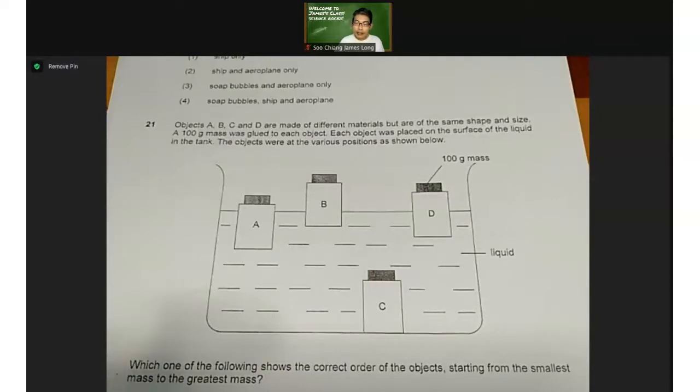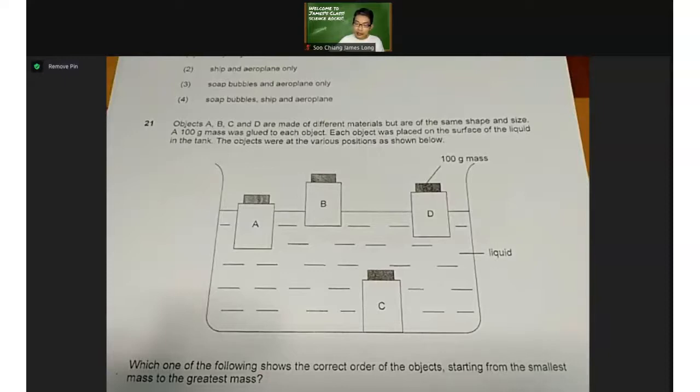Another question that tests the understanding about the properties of materials, whether they can float or sink. Now, objects A, B, C, and D are made of different materials but of the same shape and size. So same shape and size but different materials. Therefore, their mass will also be different because they are different materials. A 100-gram mass was glued to each object. Each object was placed on the surface of the liquid in the tank. The objects were at different positions as shown below. So this is how it is like.